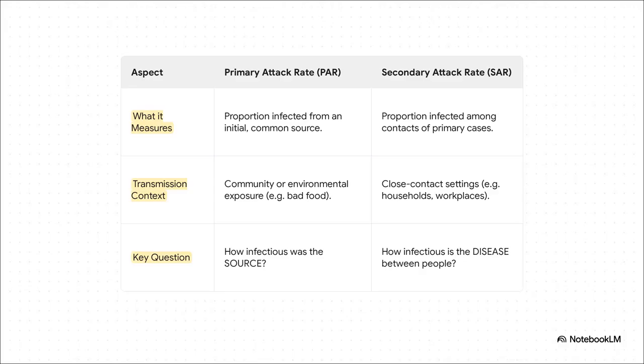On one side, you've got the primary attack rate, or PAR. That's all about the initial event. It asks the question, how powerful, how infectious was that original source? Then, on the other side, you have the secondary attack rate, or SAR. And that one looks at what happens next. It asks, once someone gets sick, how easily do they pass it on to the people around them?